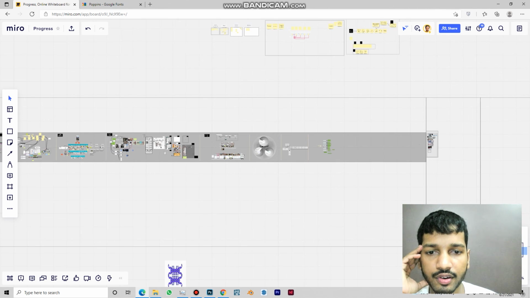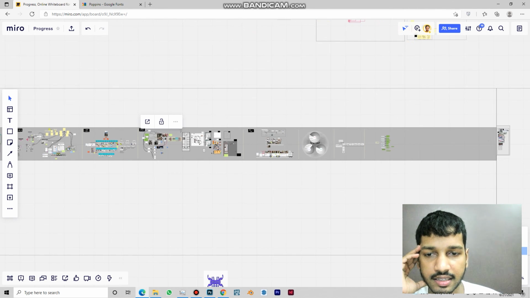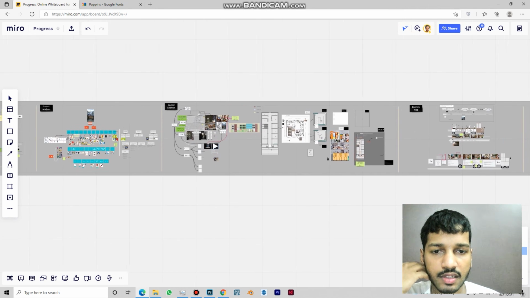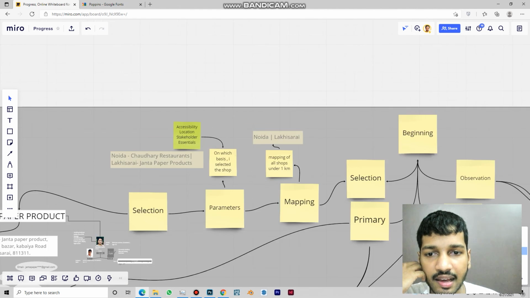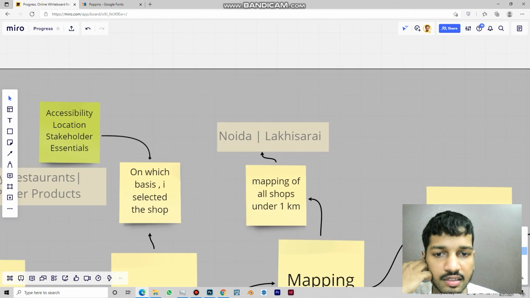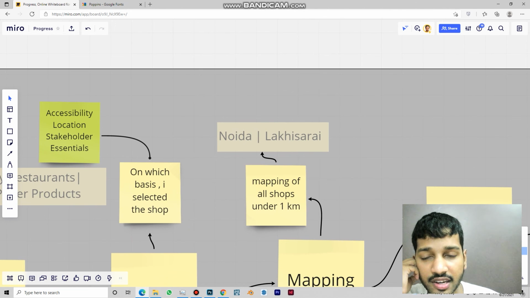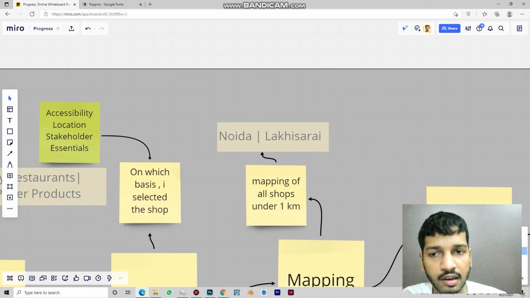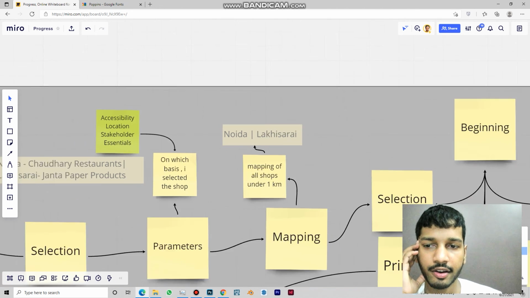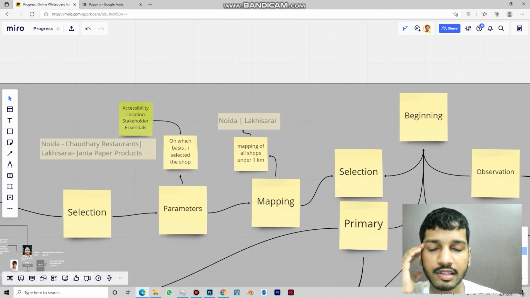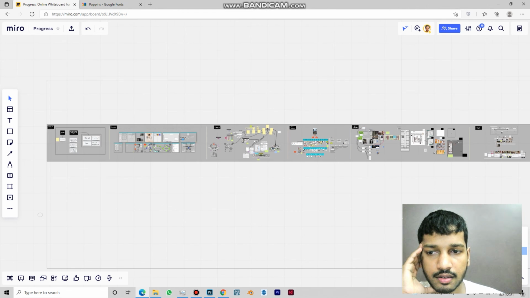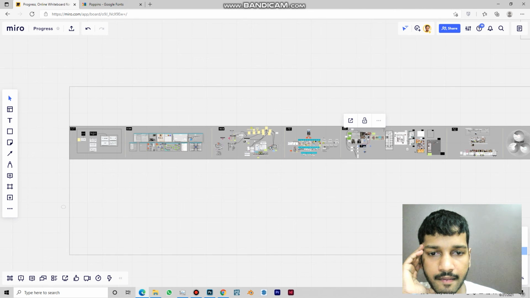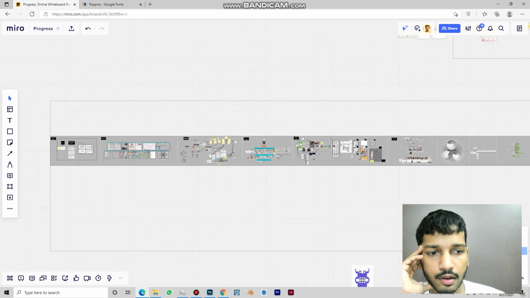So this is overall what I did from beginning to here. For the detail of the second area where I mapped Lakshmi, it is on the Miro board. I will share the link here, on the same board where we did the mapping. So this is what all has been done this year.